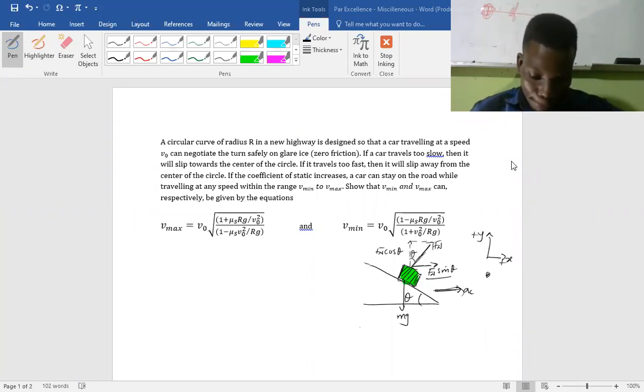I received this question as a request from a student, I believe, who wanted me to help out in solving this question. As you can see, it's a circular motion question on the screen. You can see it. It's about deriving the formulas. So in this video, we'll be able to derive these formulas that you are seeing here on the screen.